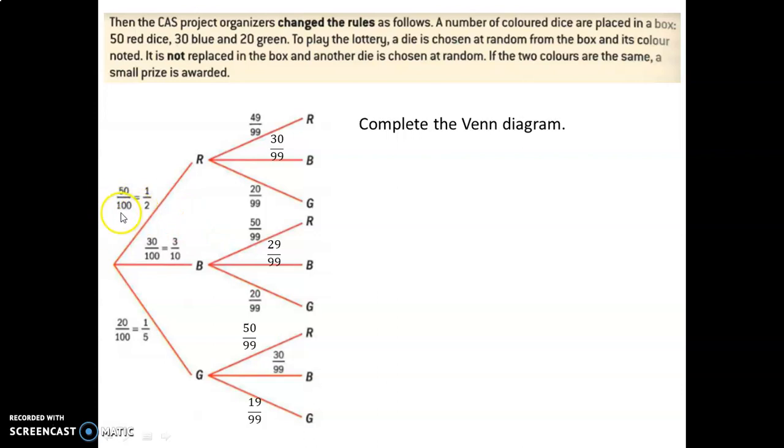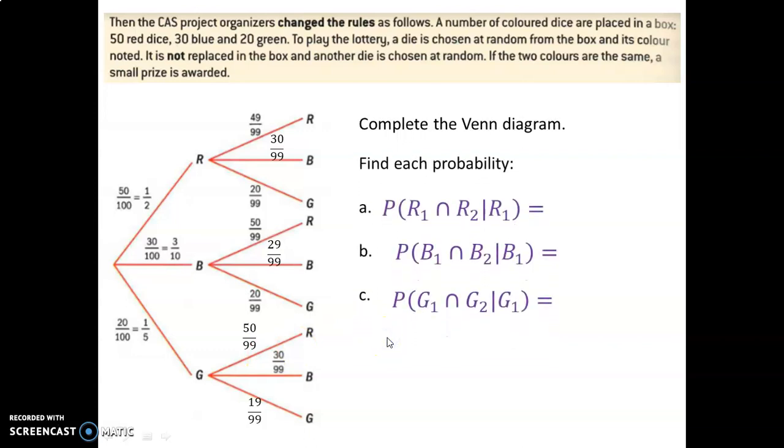So we started with 100 dice, but you take one out, and now there's 99. See, 99 left. And again, you take one out, 99 is the bottom of each fraction because one die has been removed, and therefore that's gone down. So for example, if you took a red first, and now you're taking a red again, there was 50 red in the beginning, now there's 49 red left, and there's only 99 total left, so 49 out of 99. So check all those numbers again, make sure you understand. And let's find these probabilities.